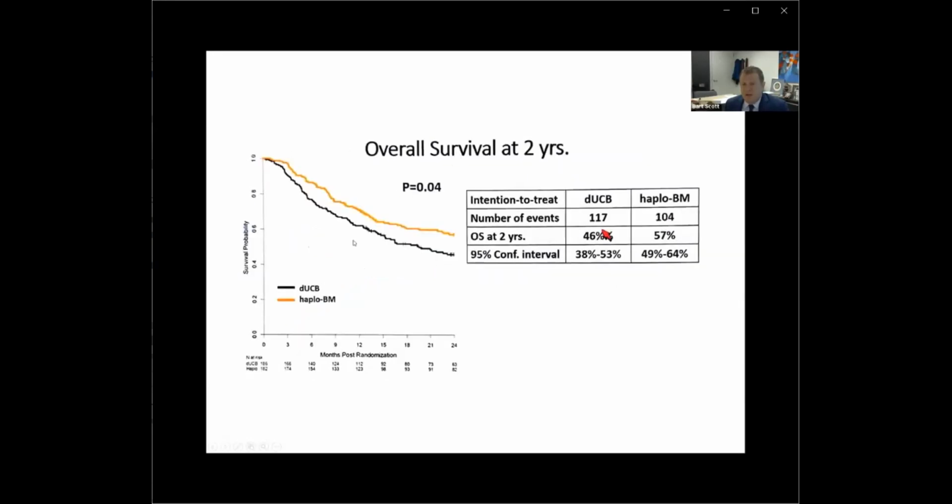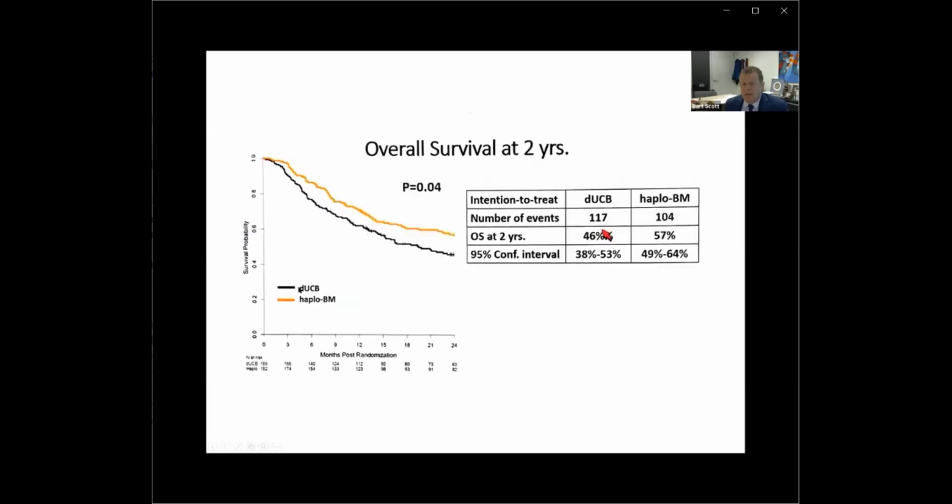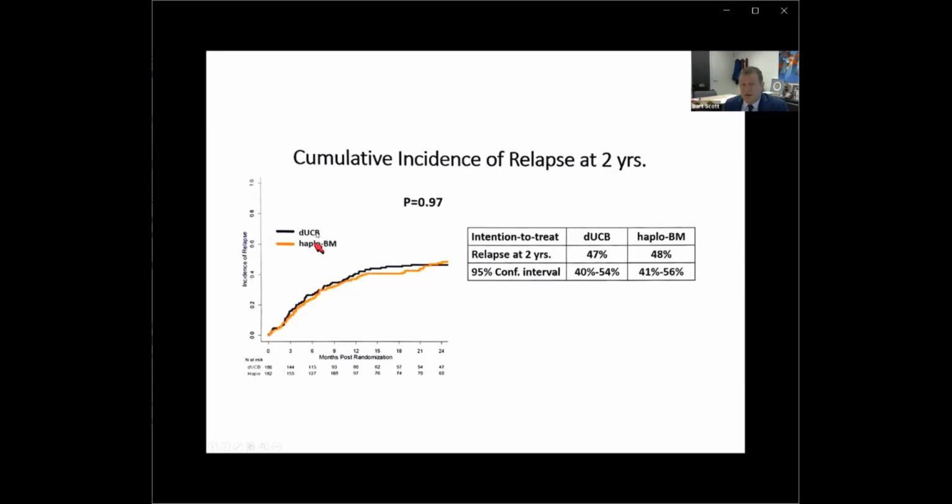But when you look at the overall survival, it was better with haplo bone marrow compared to cord blood bone marrow. And this is chiefly because of increased infectious complications in patients who received umbilical cord blood donors. So it's not a difference in the risk of relapse, it's really a difference in what we call treatment-related mortality. So there are more patients who died of infectious complications who got umbilical cord blood donors.